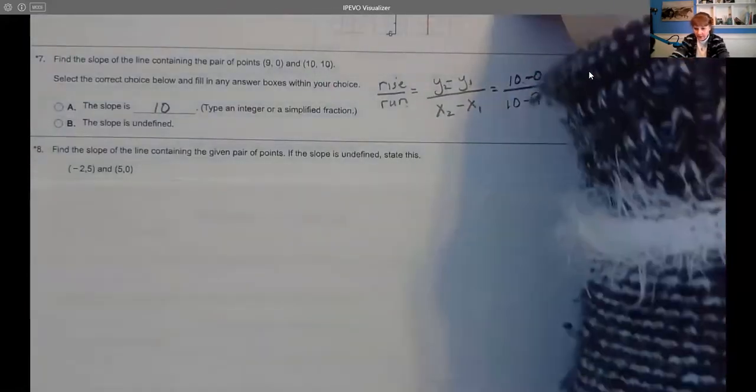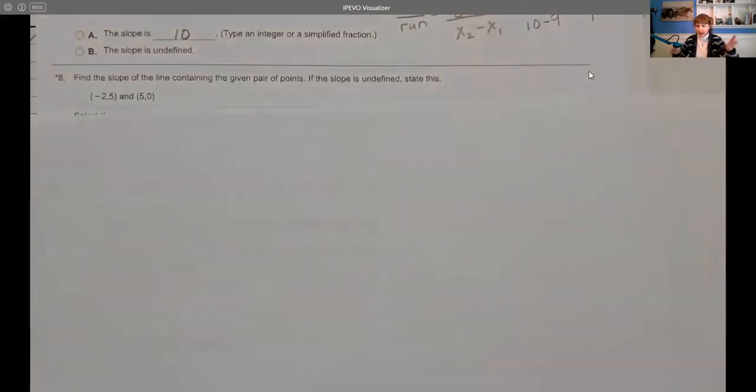I need to move this up a little bit there. Okay, here we have 2 more points. Find the slope of the line containing the given pair of points. If the slope is undefined, state this. Well, let's go ahead.